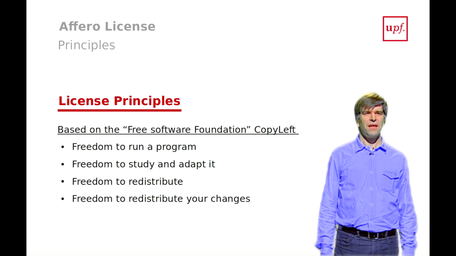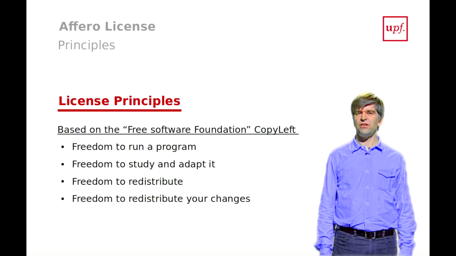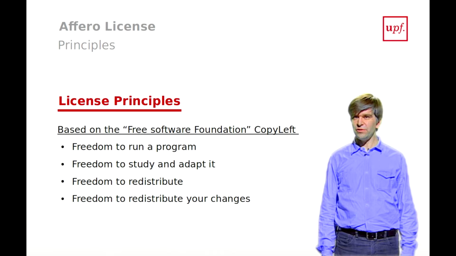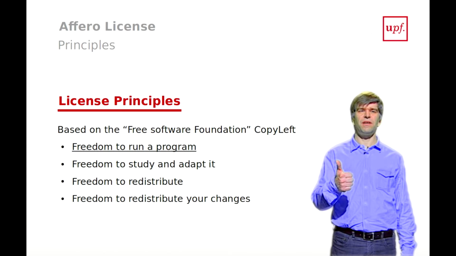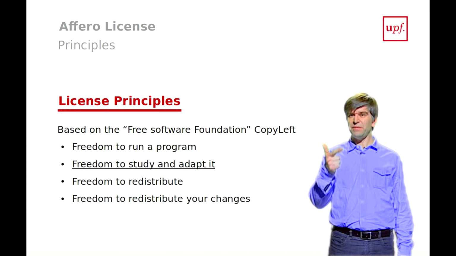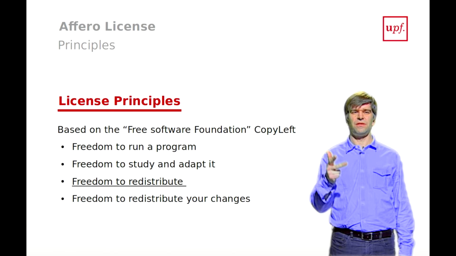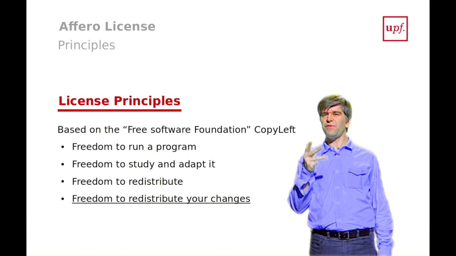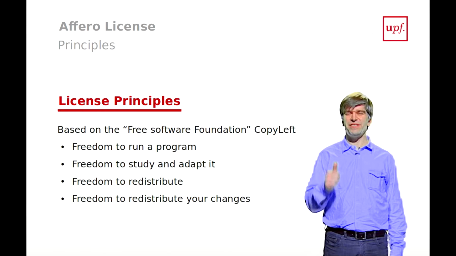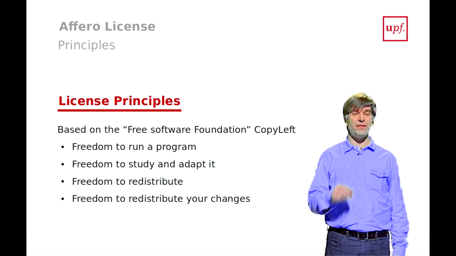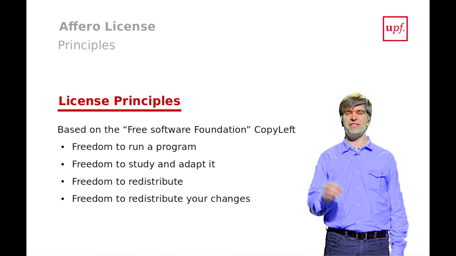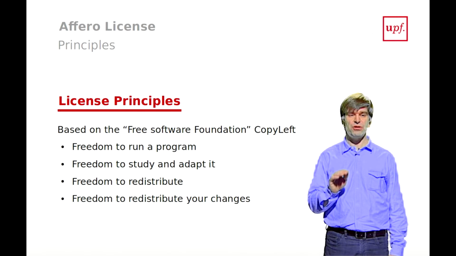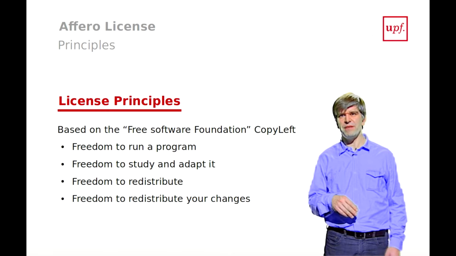License principles. The Affero General Public License is based on the copyleft concept to guarantee the freedoms stated by the Free Software Foundation: the freedom to run the program, the freedom to study and adapt it, the freedom to redistribute, and the freedom to redistribute your changes so the others can benefit from them, together with the remote network interaction clause. If the program is modified, the modified version must prominently offer all users interacting with it remotely an opportunity to receive the corresponding source at no charge, and includes a disclaimer.